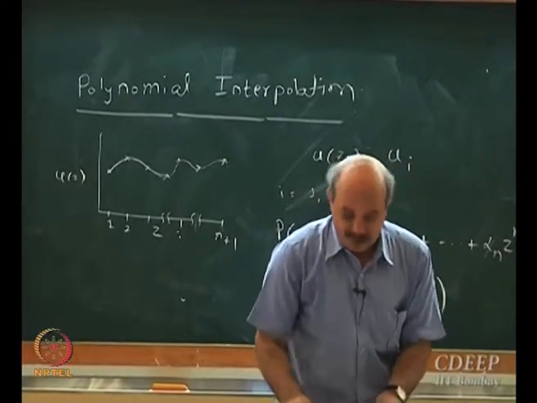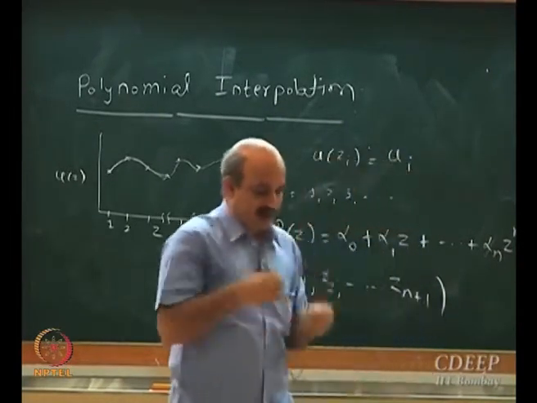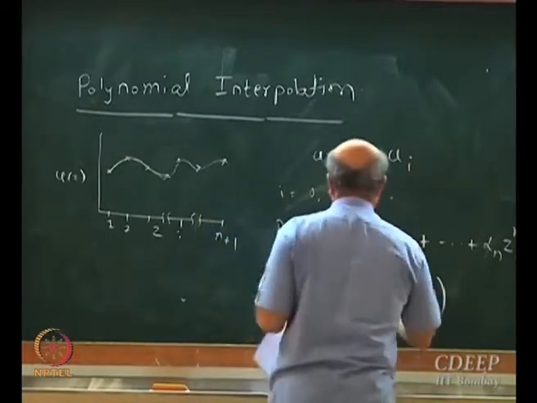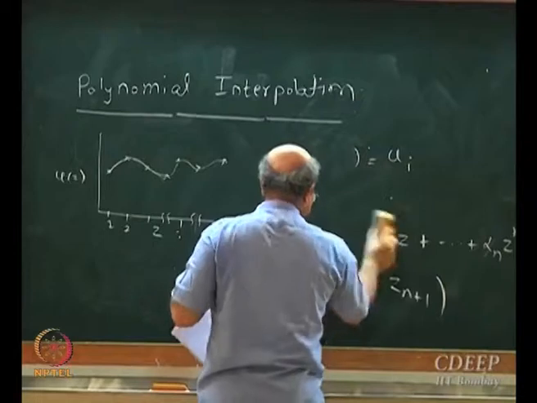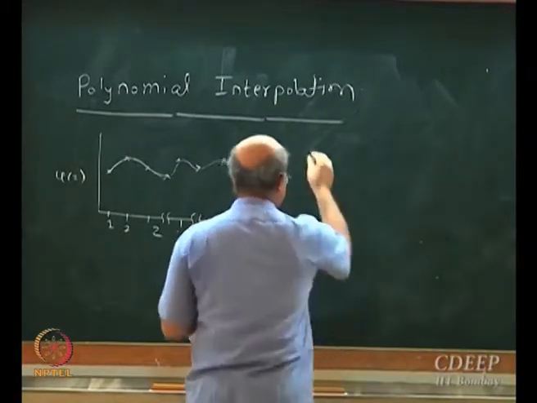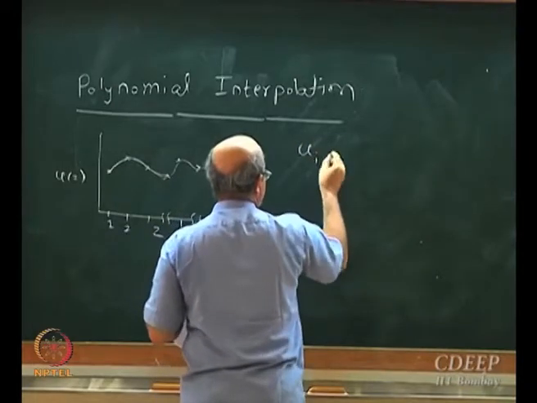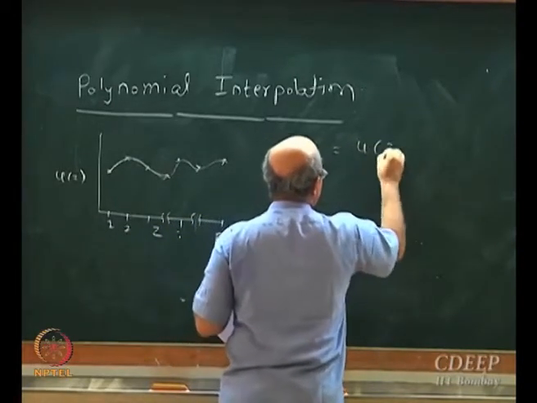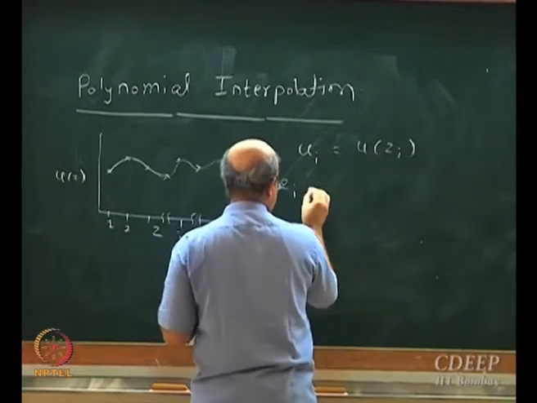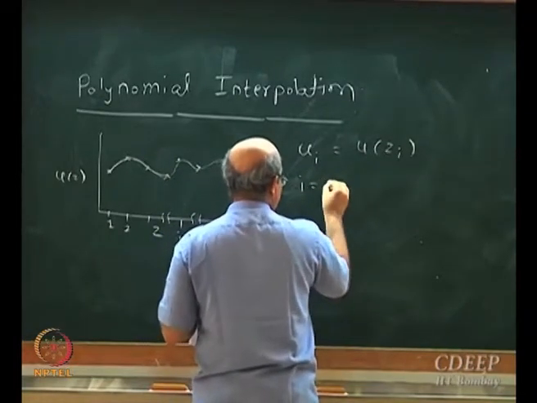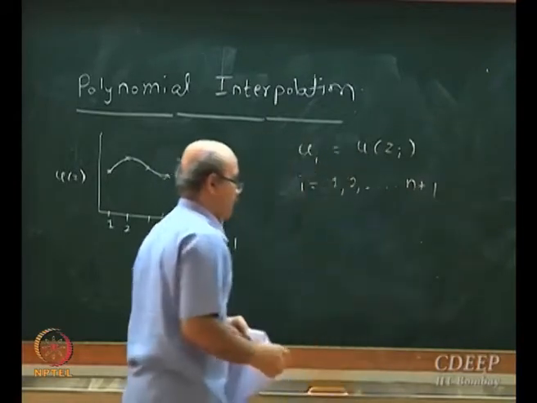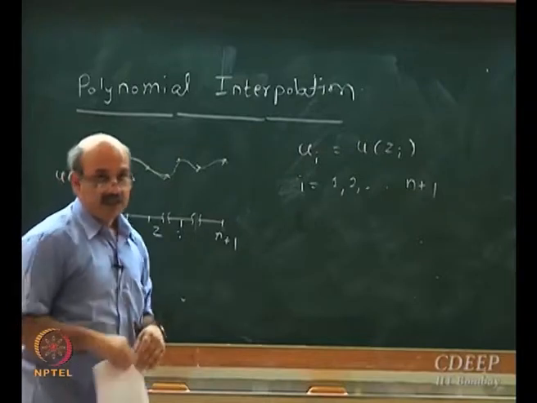So this is called piecewise polynomial approximation, and this is many times required. The idea here is that you still have the same number of points. You still have z_i, for i going from 1 up to n plus 1. You still have these grid points.